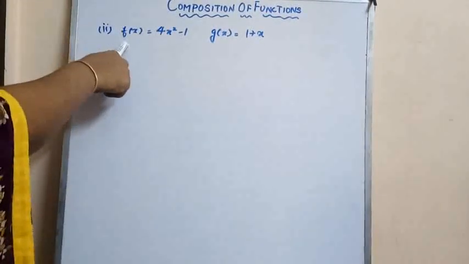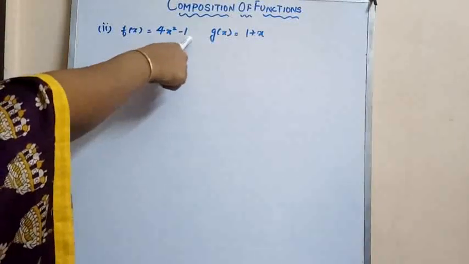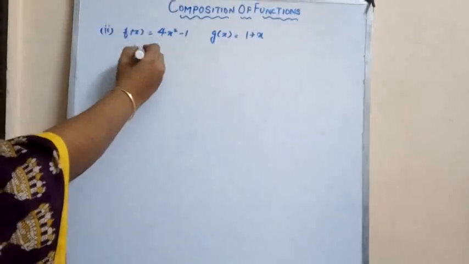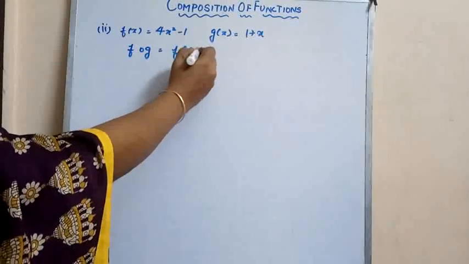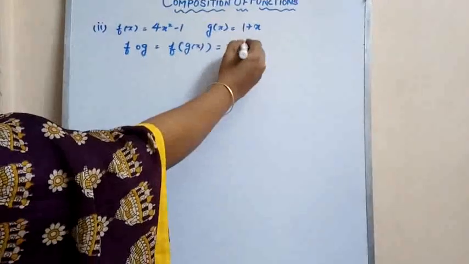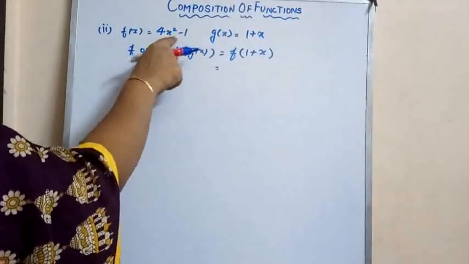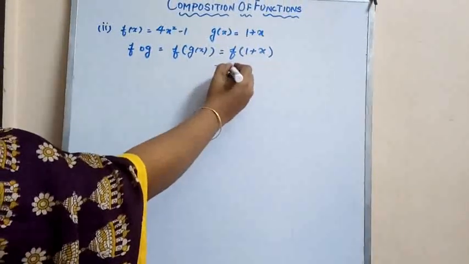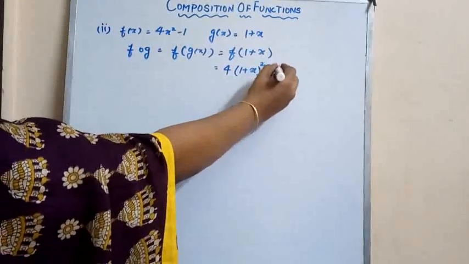Here, the next question we have: f of x is equal to 4x squared minus 1 and g of x is equal to 1 plus x. So f∘g is f of g of x. So f of g of x, g of x is 1 plus x. So f of x is 4x squared minus 1. In place of x you have to substitute 1 plus x. So 4 into (1 plus x) the whole squared minus 1.